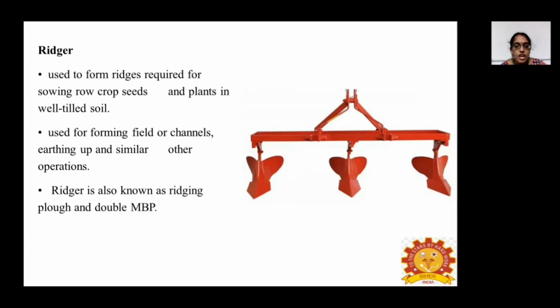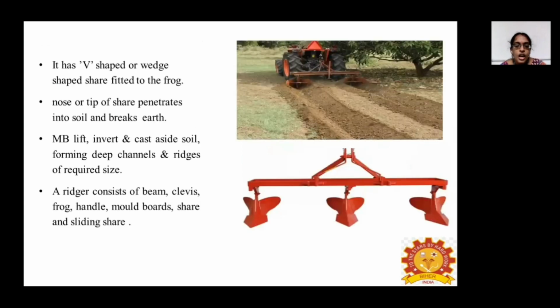The ridger is also known as the ridge plow or double moldboard plow. It consists of V-shaped wedges, which are fitted to the frogs. The nose or the tip of this shaft penetrates the soil. Moldboard plows generally lift inward or cast aside the soil, forming deep channels and ridges of required sizes. The ridger consists of a beam, clevis, frogs, handles, share, and the sliding share.